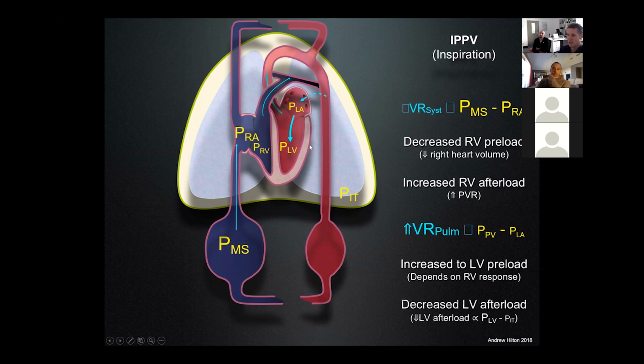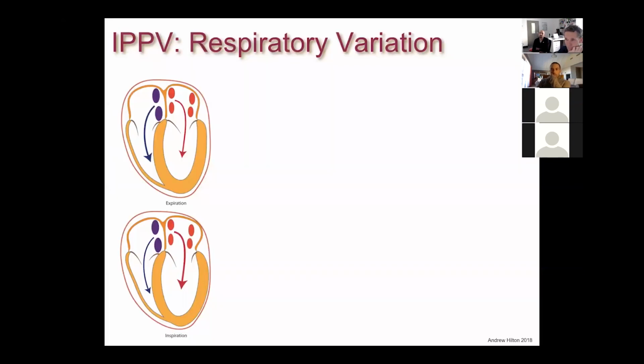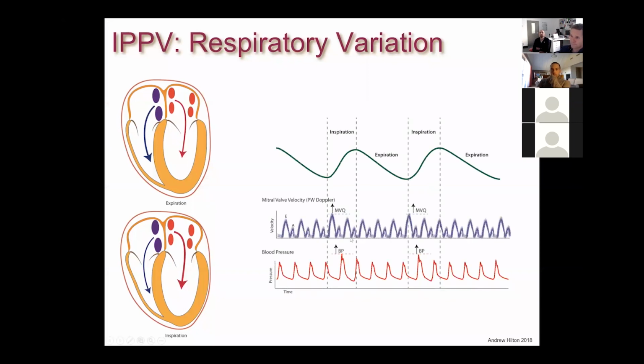And as we discussed, we're going to decrease our afterload because it is the difference between pressures inside the heart and pressures in the intrapericardial, in the pleural space. So we will have reduced it like that. So what does that look like? So here we can see a rise in the blood pressure with inspiration.